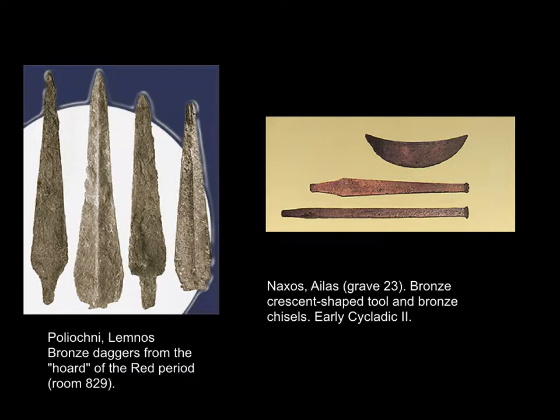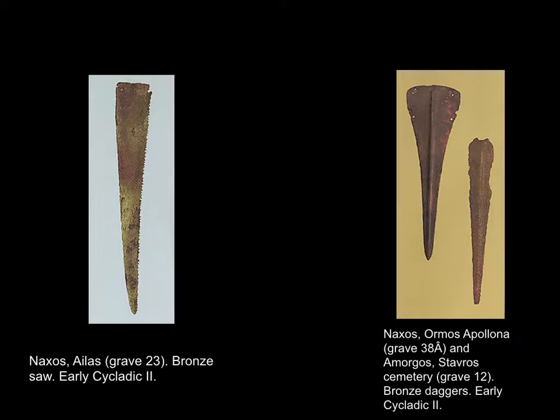Some examples here, just the different types that we have. We have bronze daggers, we have some chisels here, a crescent-shaped tool, we have a bronze saw, we have these are again daggers. Most of these you'll note come from graves.